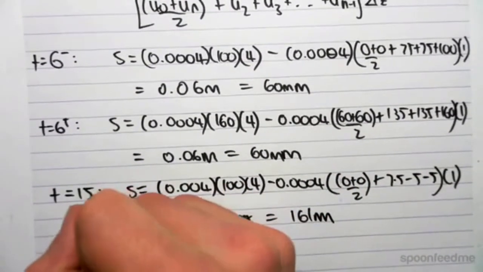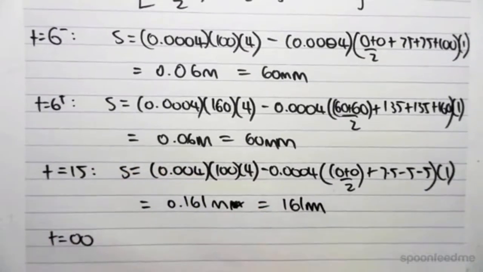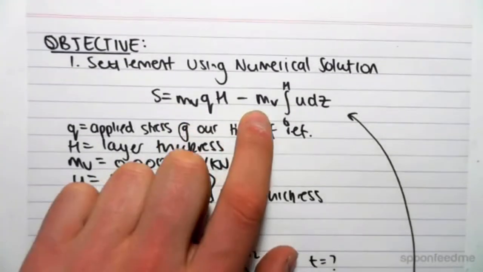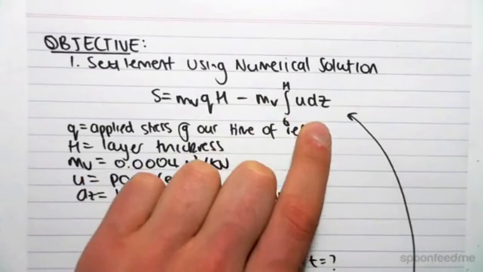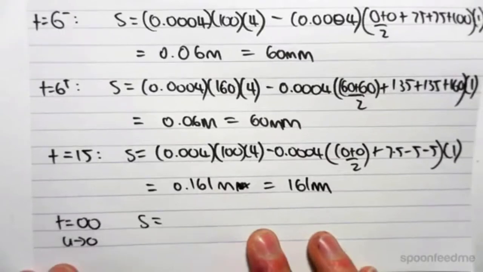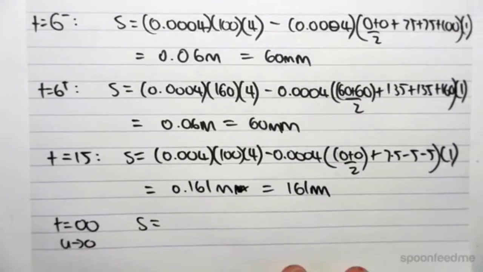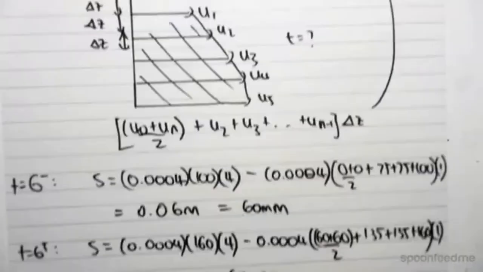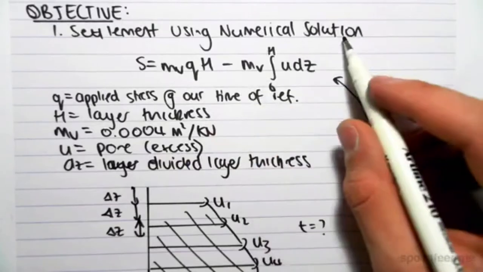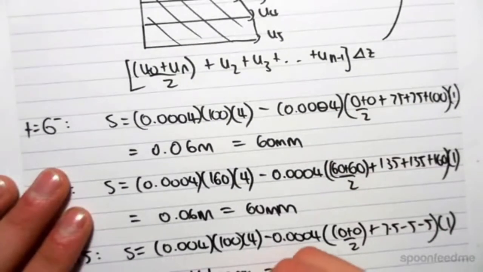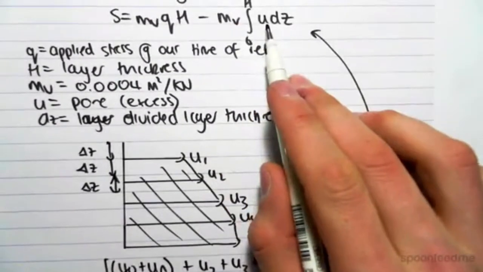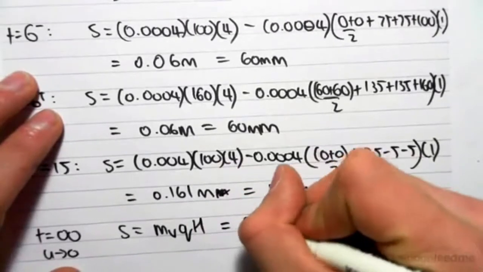Now, if we want to look at when time equals infinity, so the final settlement, if we look at our equation, it's S equals mv q h minus mv, the integral of 0 to h of u dz. Now, because at time equals infinity, the excess pore water pressure will equal 0, as all the excess pore water dissipates from our soil profile, this part of the equation will go to 0. So we're going to completely cross that part out for the final settlement. The final settlement will just equal mv q h. This component won't exist because u is approaching 0.